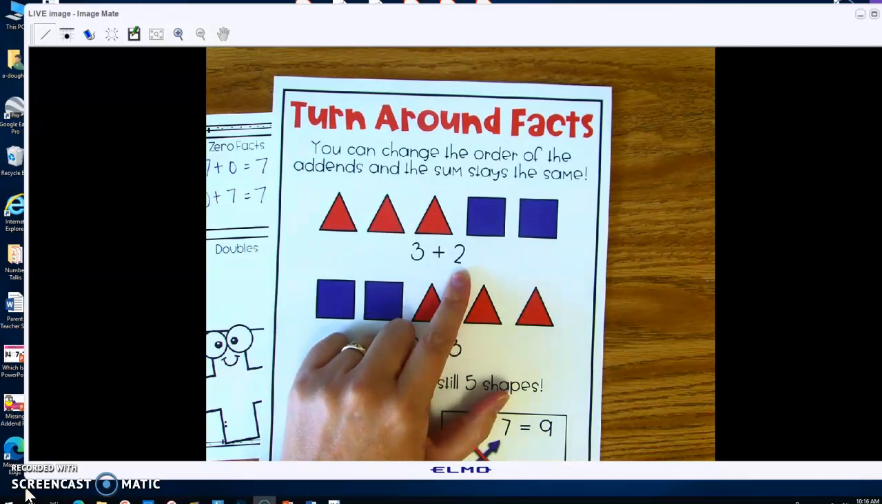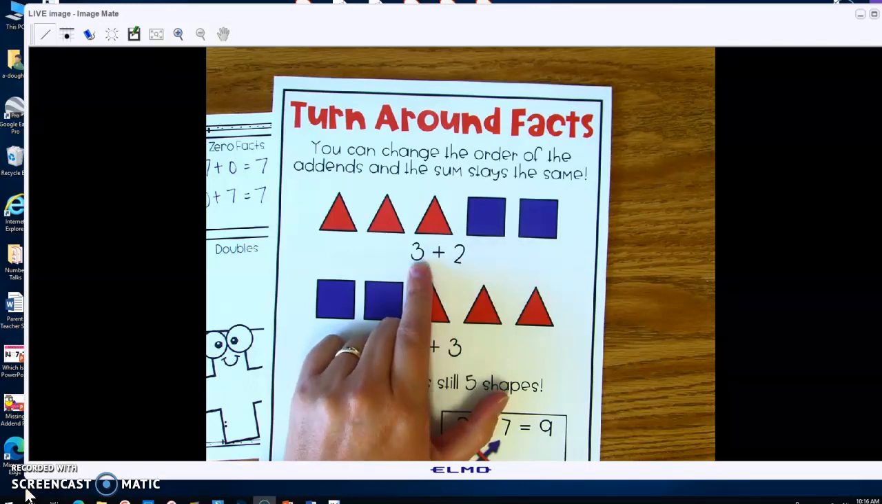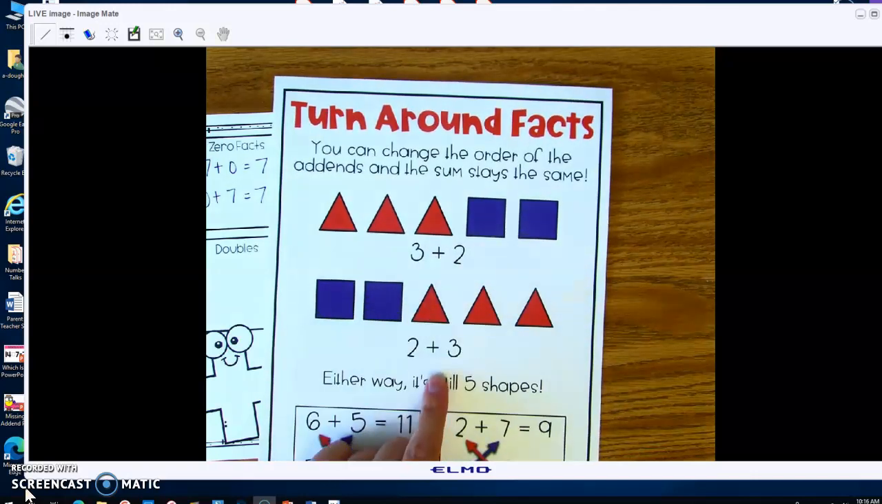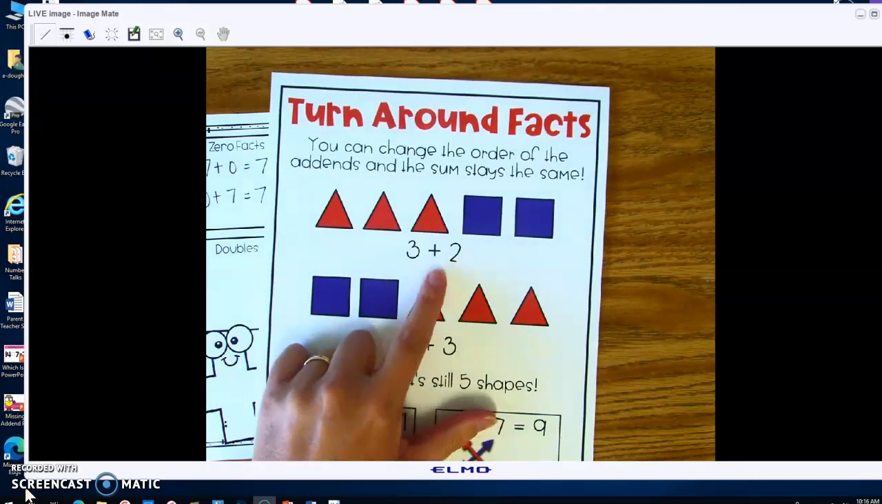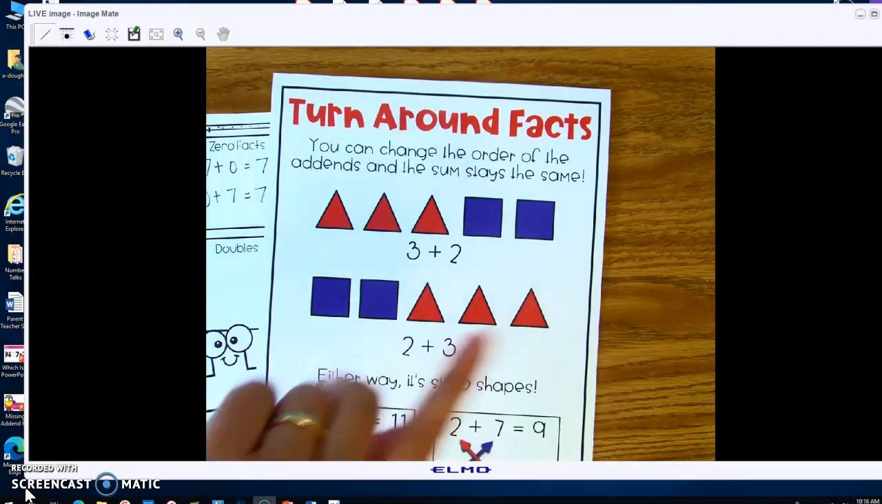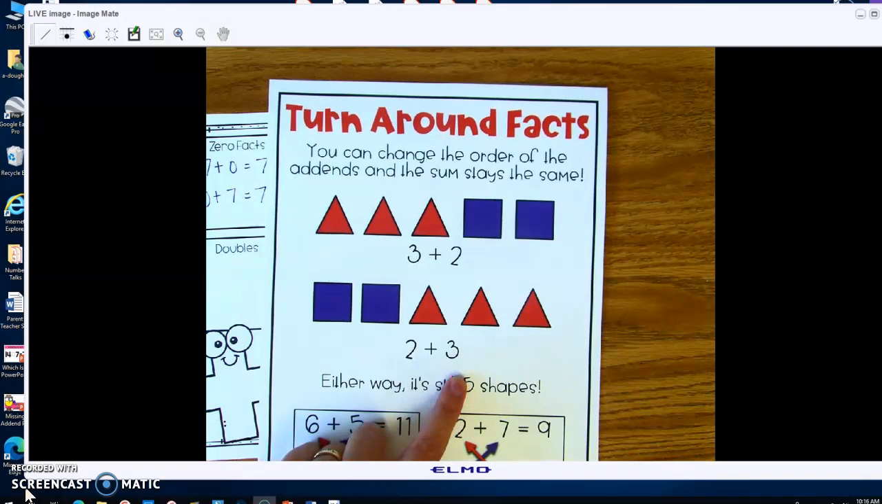Two numbers that you add together are called add-ins. Say that. Add-ins. So I say point to an add-in. That's any of the numbers. So the 3 is an add-in and the 2 is an add-in. You can switch them and it still stays the same. 3 plus 2 is equal to 5. If I switch the add-ins, 2 plus 3 is equal to 5.